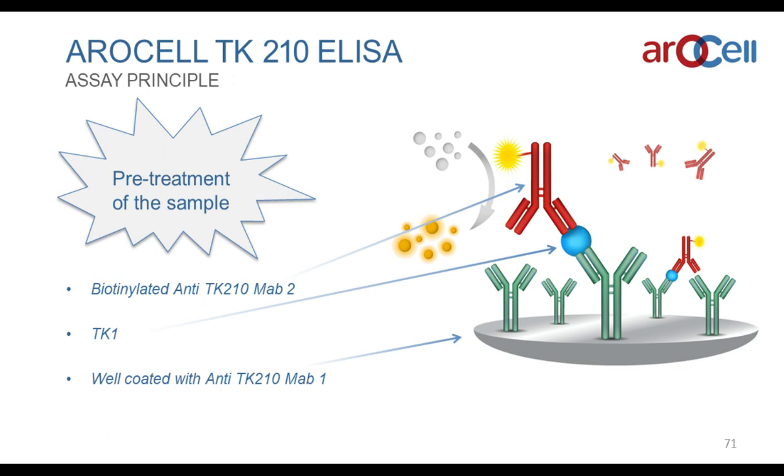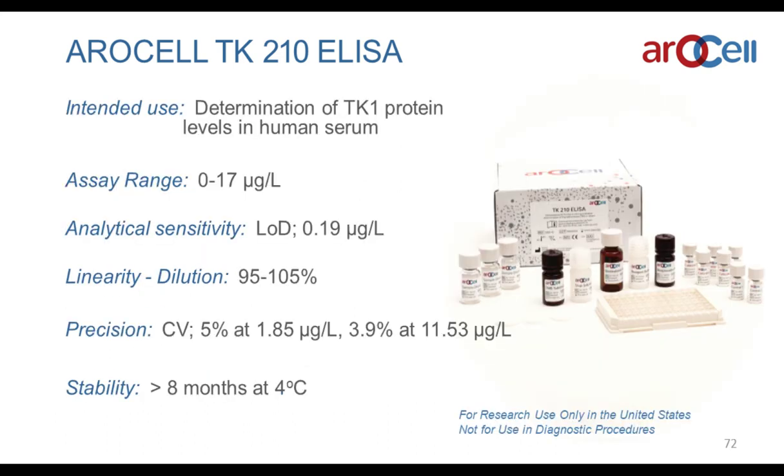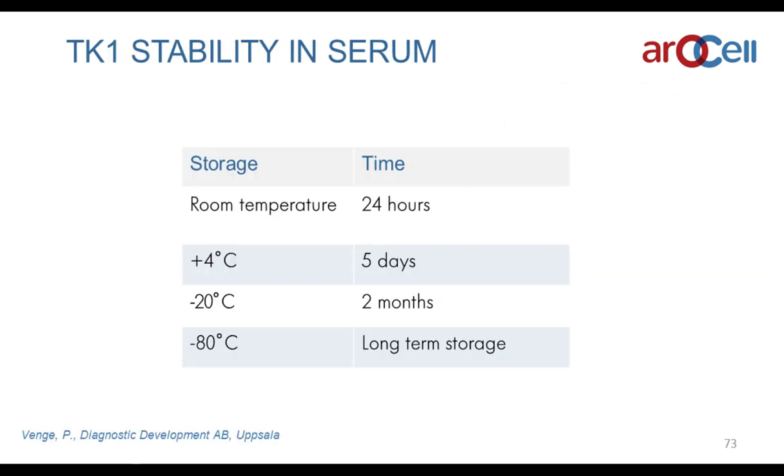The method is very simple. As I mentioned, the pre-treatment of the sample. You add it to a microtiter plate coated with anti-TK210. You then add a second anti-TK210 antibody labeled with biotin, and the color is developed using ultra-sensitive peroxidase labeled with streptavidin. It's got a wide assay range. It's very sensitive. It's got linear dilution. It's very precise, and it's got long shelf life, so you can keep it in stock until the samples arrive.